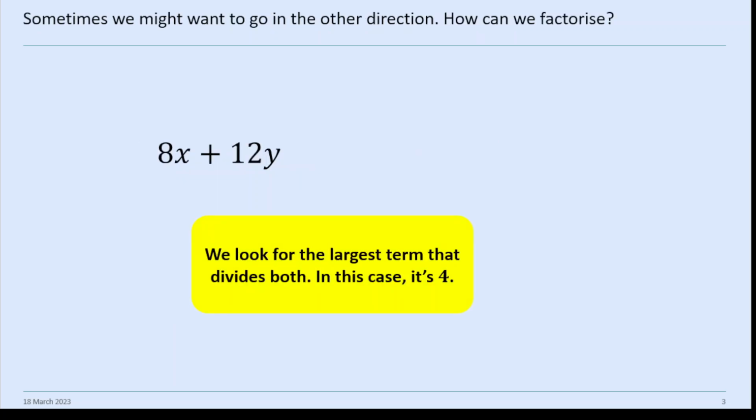But sometimes we might go in the other direction. So we might ask how we can factorise 8x plus 12y. What we do is we look for the largest term that divides both. In this case, 4 goes into 8x and 4 goes into 12y, and there's nothing bigger that goes in. So then we can write it this way: 8x plus 12y equals 4 times (2x plus 3y).